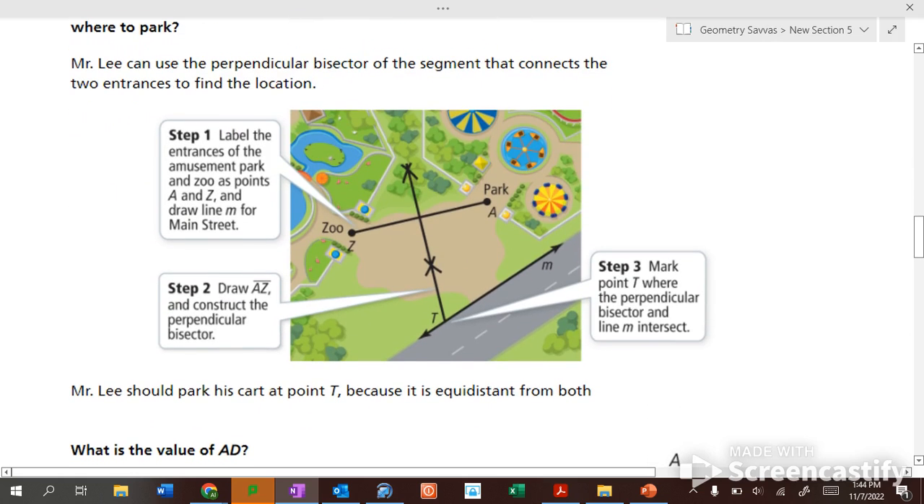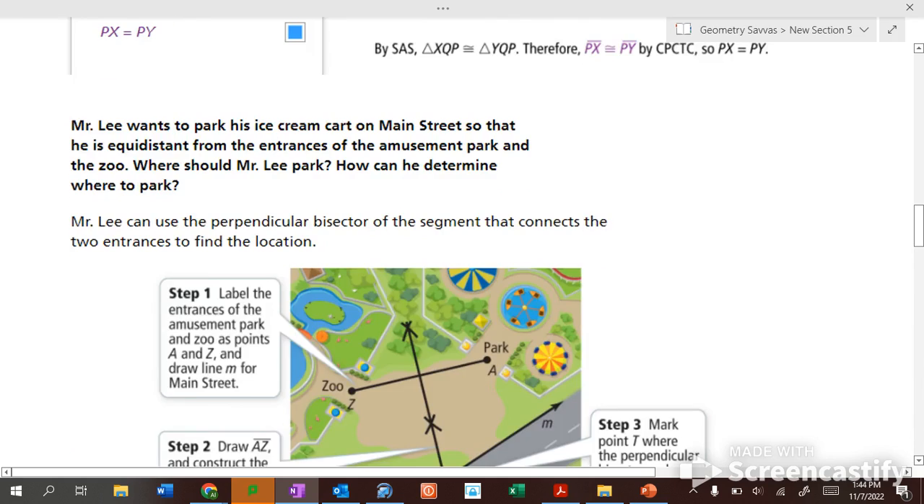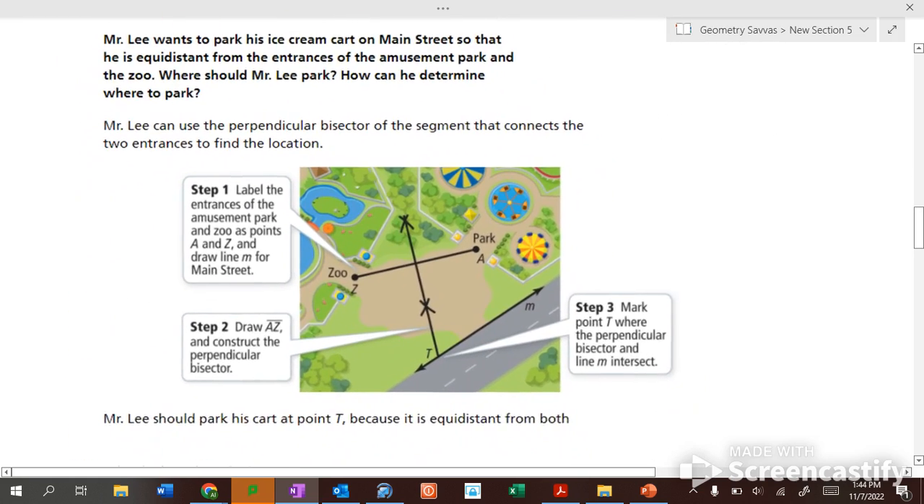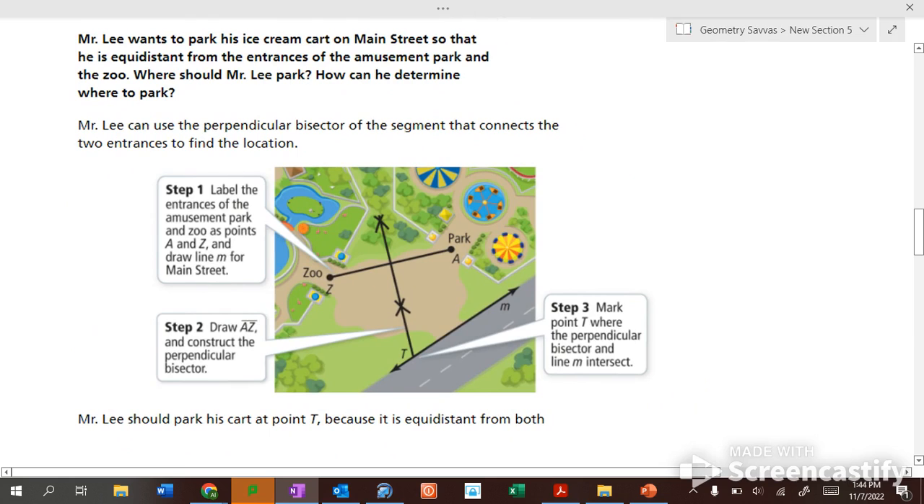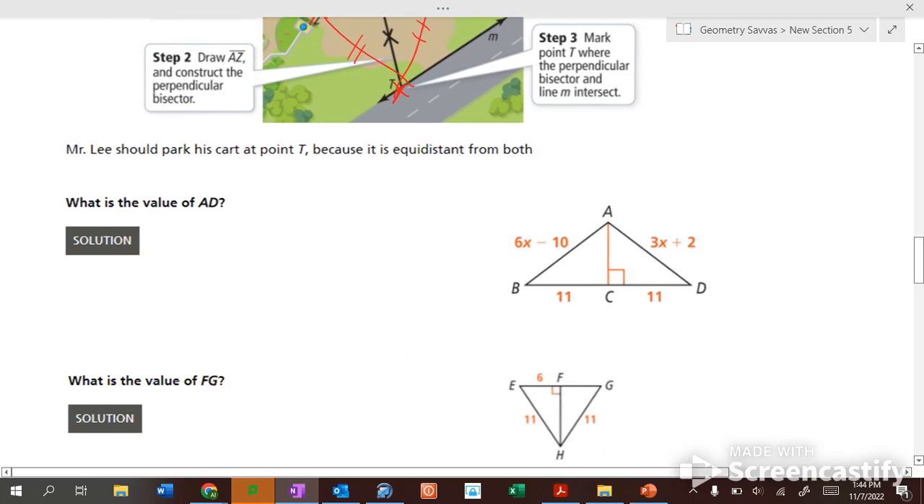So Mr. Lee can use the perpendicular bisector of a segment that connects the entrances to figure out his problem. What's his problem? Mr. Lee wants to park his ice cream cart somewhere on Main Street, so that he is equidistant from the entrances of the park right here at A and the zoo right here at Z. He wants to be equidistant from those two, and he wants to park right on the side of the street. So he wants to park right here on the perpendicular bisector. Okay? Because if he parks on the perpendicular bisector, he's equidistant from both of those points.